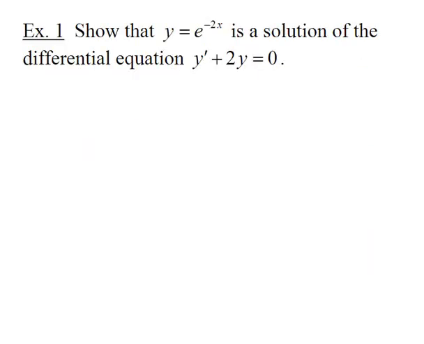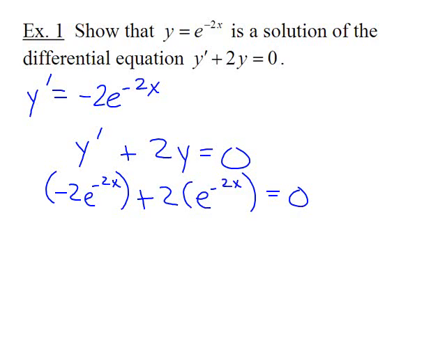As a first example, I'll show that y = e^(-2x) is a solution of the differential equation y' + 2y = 0. The derivative of y is -2e^(-2x). Substituting that for y' and e^(-2x) for y in the equation, I can see that -2e^(-2x) + 2e^(-2x) = 0.